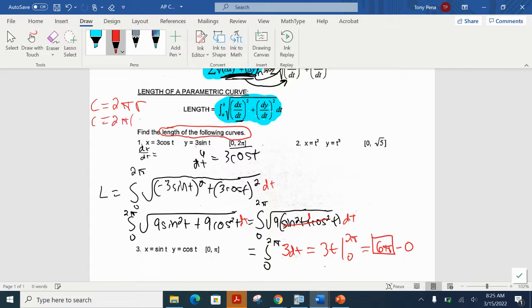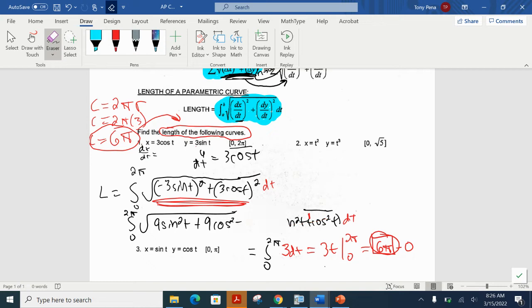Then when I plug that in, we get our circumference to be 6 pi. And that's pretty much the definition of circumference, correct? It's the length around a circle. Same thing we got using the calculus of it. They're not always going to be circles, which is why we can't just rely on the circumference formula. This formula here will work for any parametric curve, okay? So that's that.